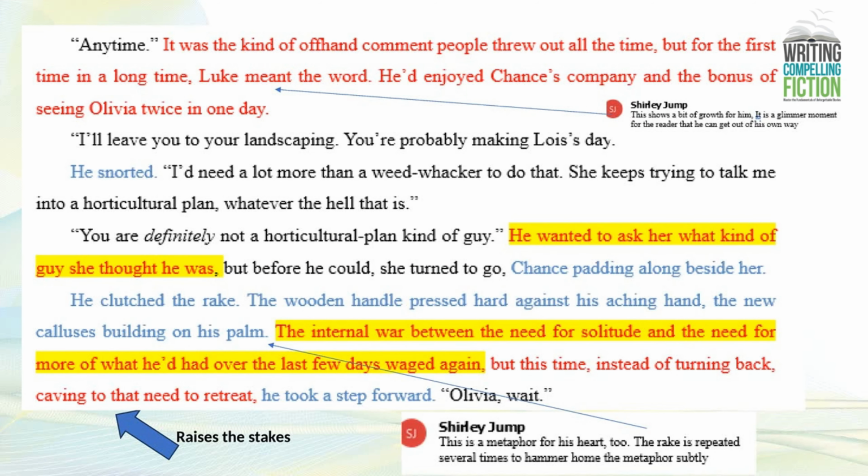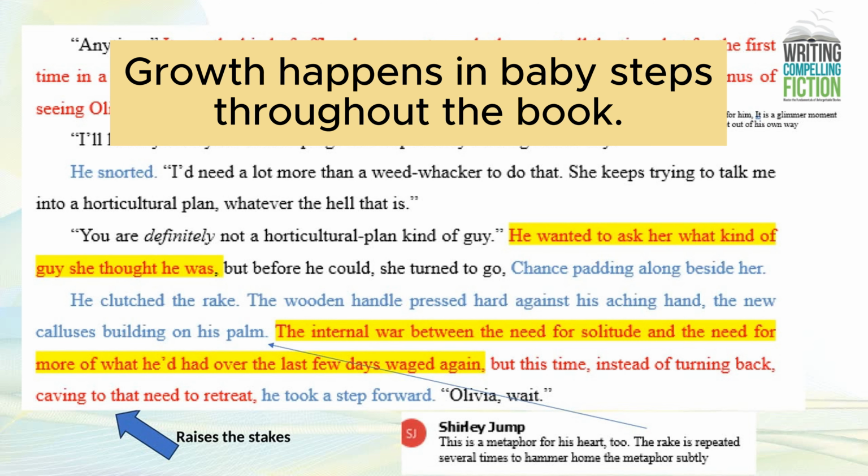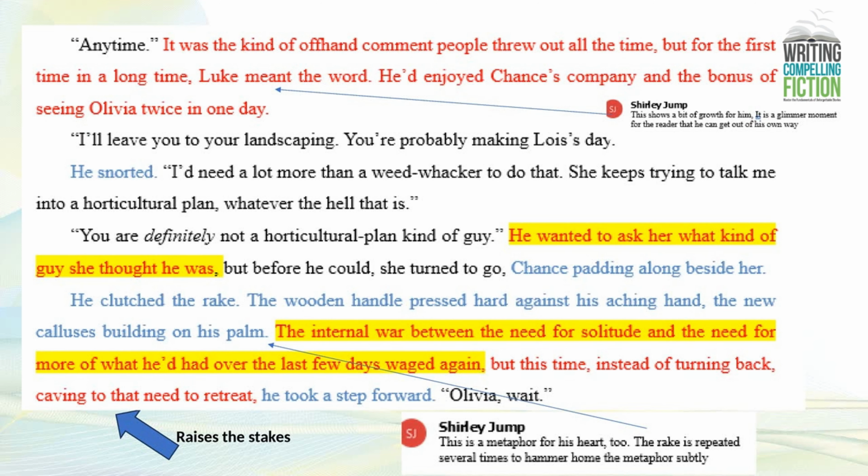Then he just says to her, "Anytime." And this shows a little bit of growth for him because he actually sort of offers to help. Because before this, he was just kind of barking at her like Shrek, but he means it. He'd enjoyed the dog and he'd enjoyed seeing her twice in one day. So him taking a baby step towards getting closer to her. She says, "I'm going to leave." And he's conflicted about that.